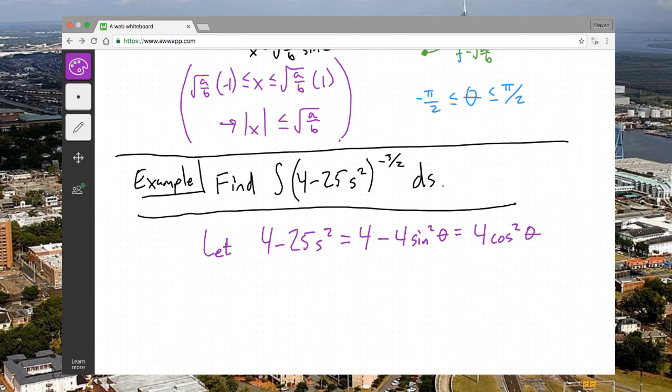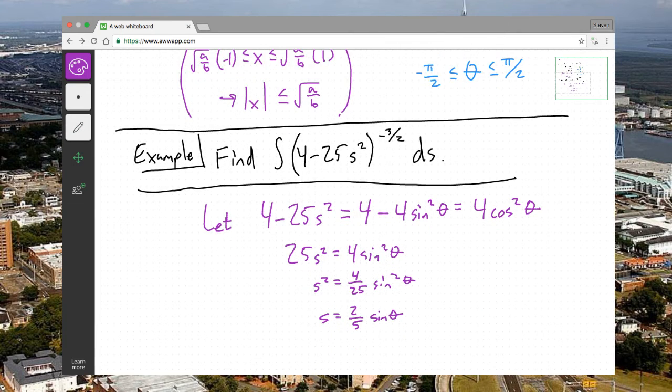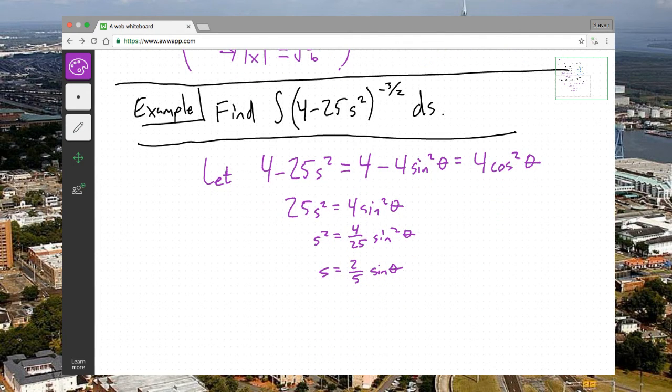So that meant that our 25s squared was 4 sine squared of theta. And then s squared is 4 25ths sine squared of theta. S is 2/5 sine of theta. When we take the square root of both sides, that is the actual substitution that we're involving in this problem. So where do we go from here? Well, we need to know what ds is. So let's compute that, take the derivative. Sine becomes cosine.